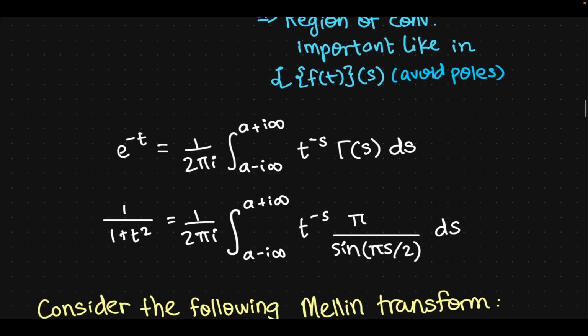Okay, moving on, and here are some examples. Now we know that the Mellin transform of e to the minus t is the gamma function, so we can just invert this using the inversion formula that we have. E to the minus t is 1 over 2 pi i integral from a minus i infinity to a plus i infinity of t to the minus s gamma of s ds.